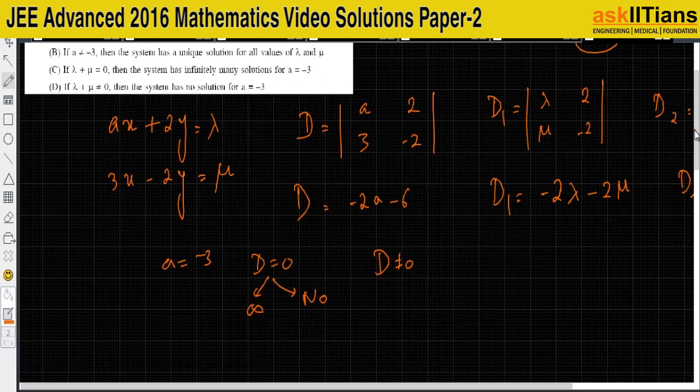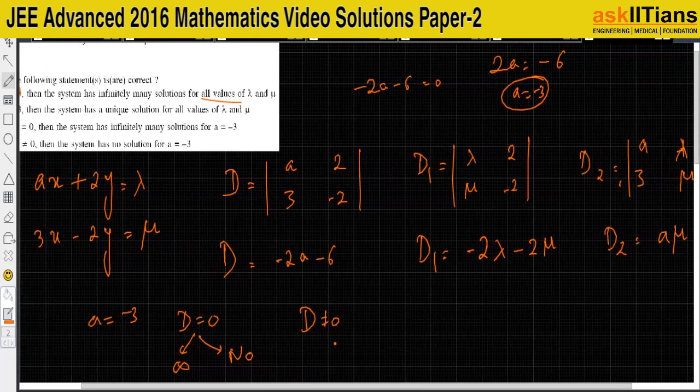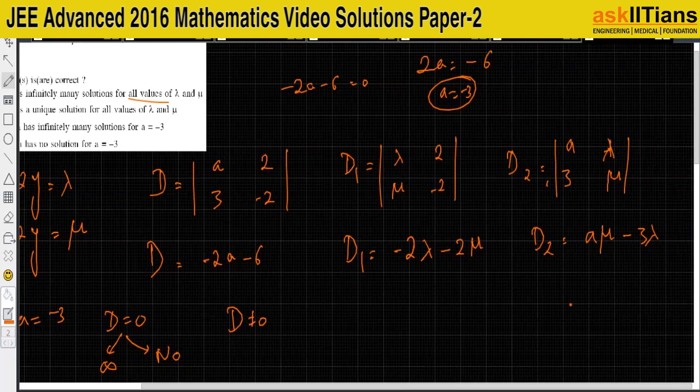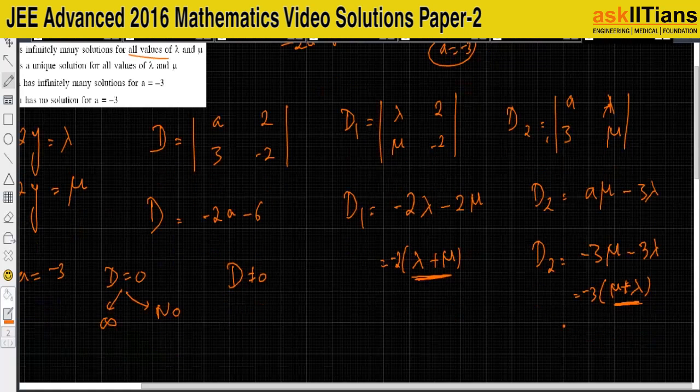Option A says that if a is minus 3, then the system of linear equations has infinitely many solutions for all the values of lambda and mu. Let's check whether there will be infinite solutions or no solutions. What will be d2? d2 will be minus 3 mu minus 3 lambda. Here I am getting minus 2 times lambda plus mu, and here minus 3 times mu plus lambda. So in both of them I am getting lambda plus mu.